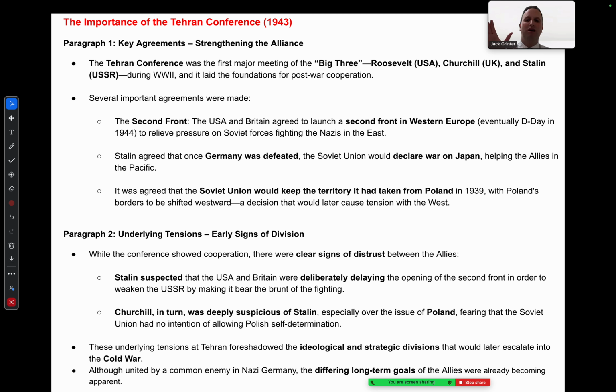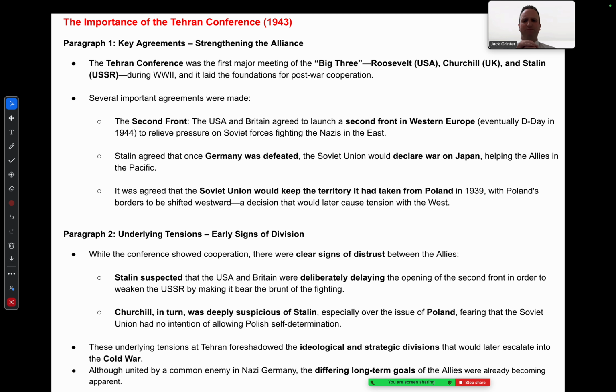Paragraph 2, though, I'd write about underlying tension. I'd write about how Stalin thought that the USA and Britain were delaying opening up that second front. They thought that they were trying to make the USSR, the Soviet Union, weaker. It's a little bit like a fight taking place, and you've got somebody on the outside looking in, waiting for the fight to finish before they come in and could take Europe for themselves. That is what the Soviet Union thought the USA and Britain believed.